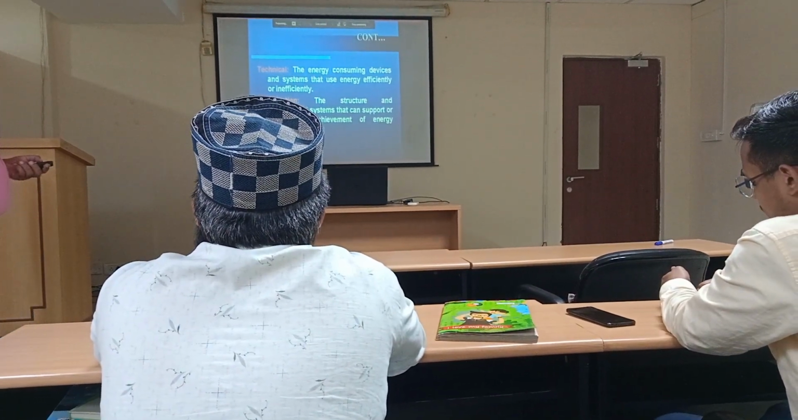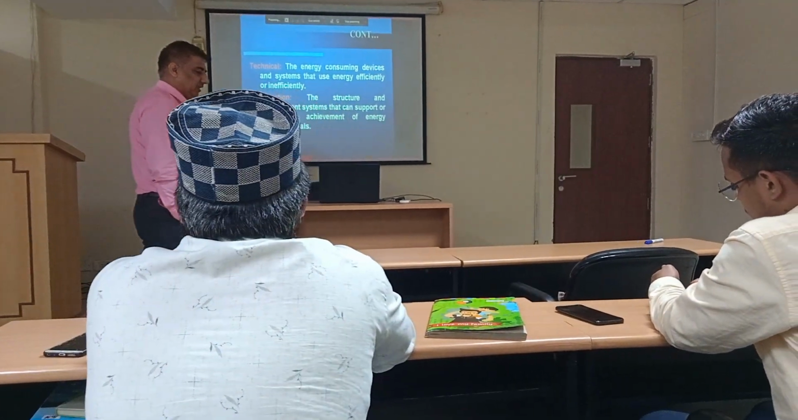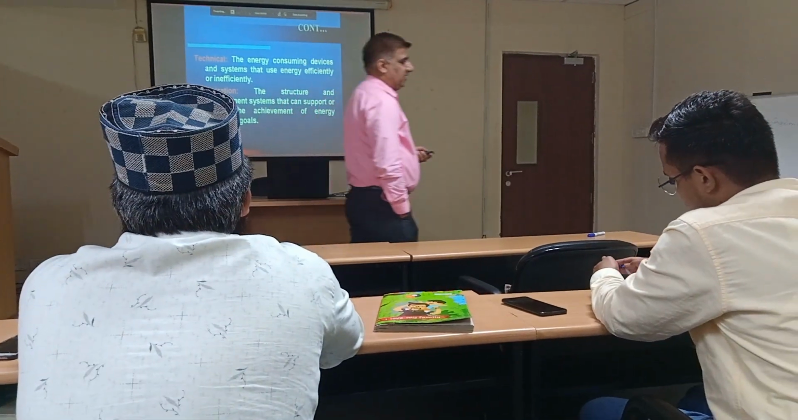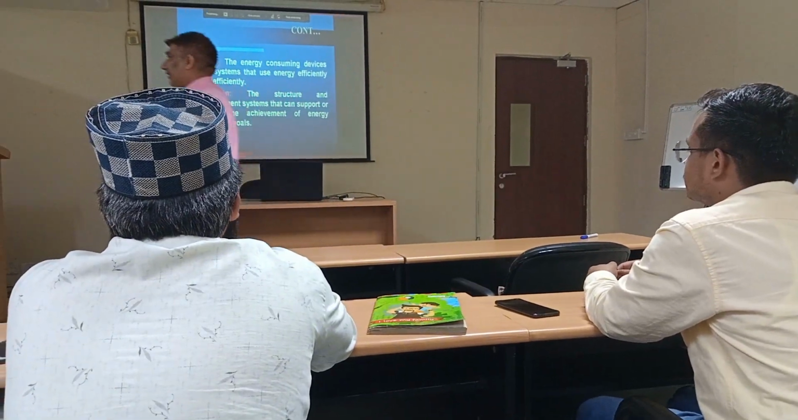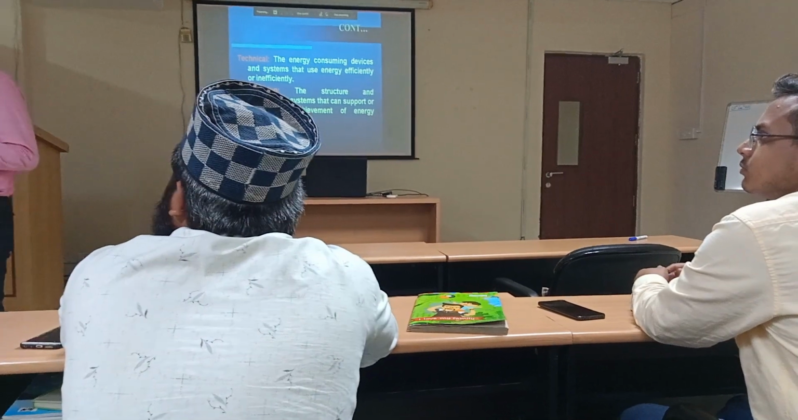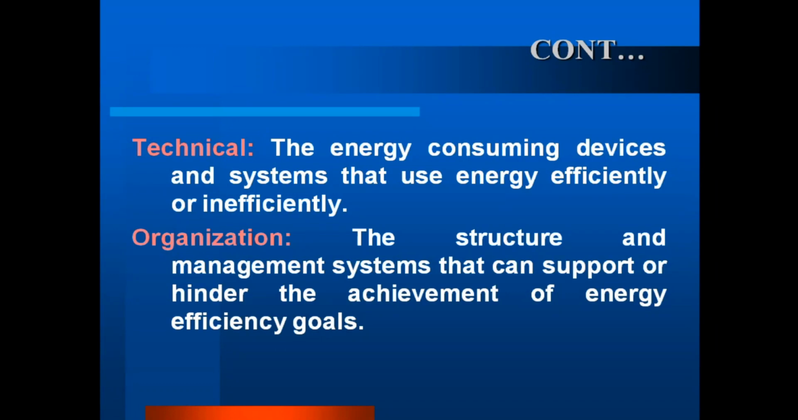Another one is the structure and management systems that can support or hinder the achievement of energy efficiency goals. That means every organization has to plan its goals for energy saving as well as carbon savings, because this is going to be mandatory. If you see global companies like Tata, Reliance, Adani, all the industries have their certification, that is the ISO 50001 certification, the energy management system. They have already implemented the energy management system in their production houses. We'll discuss that system, ENMS, the energy management system, in short also.